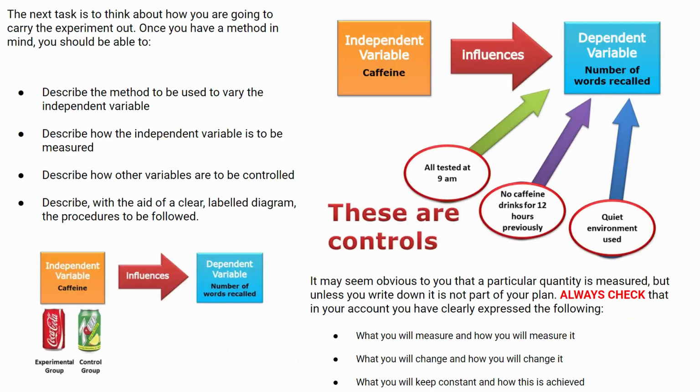There are also other things to take note of, such as the method you will use to control the independent variable, how and what will you measure, how and what will you change, as well as how will you keep this variable constant while others are controlled.